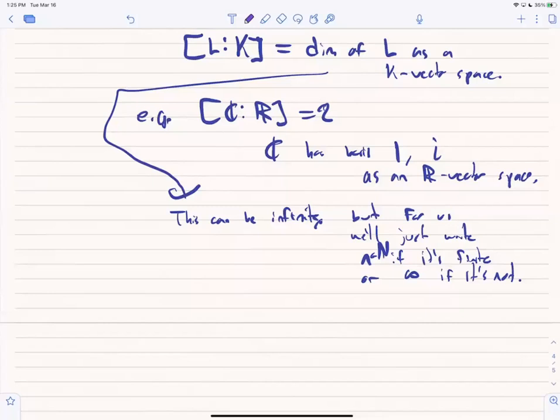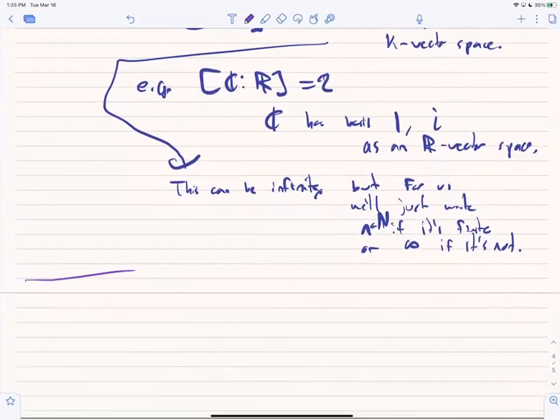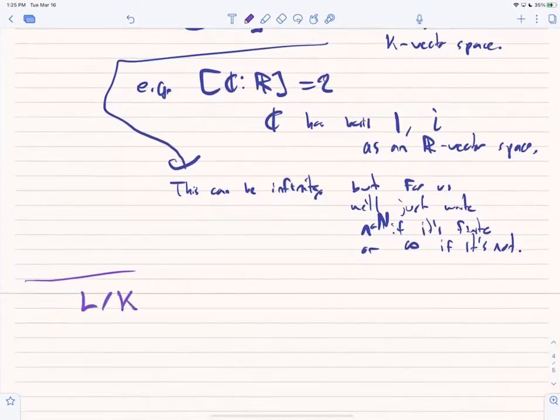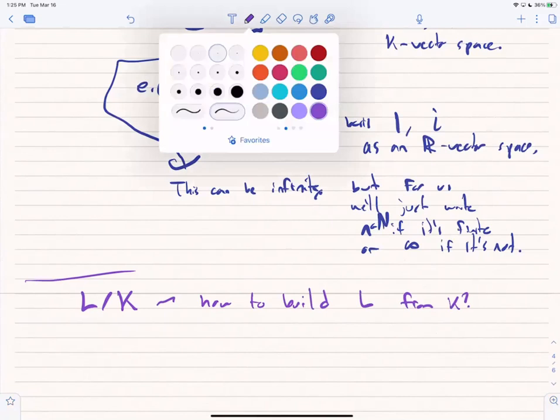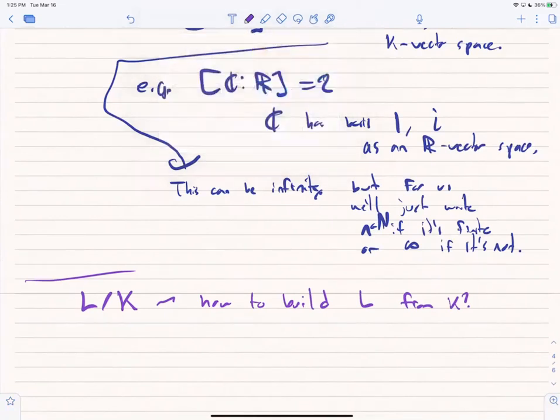Okay, we'll get started again. So I'm going to return to this question of, we have a field extension L over K. In particular, K could be the rational numbers or F_p, and L could just be an arbitrary field of characteristic 0 or characteristic p. And then the question is how to build L from K. Here's one way you can do it that reveals some interesting structure: just try and add one element at a time.